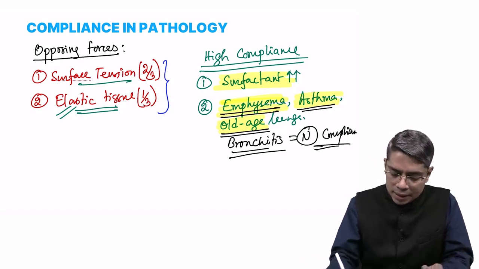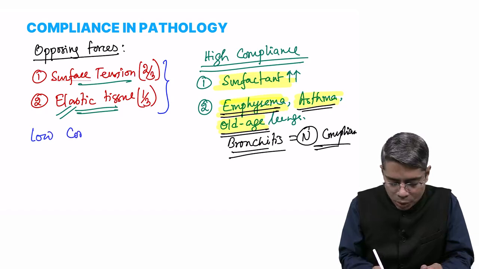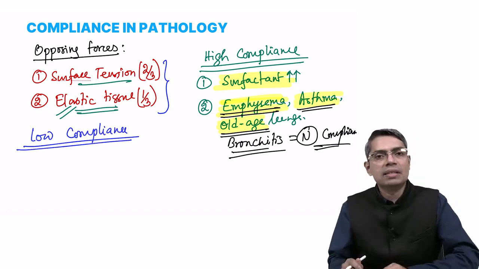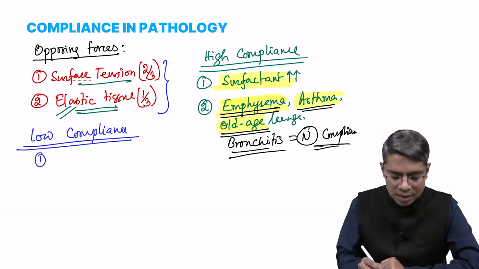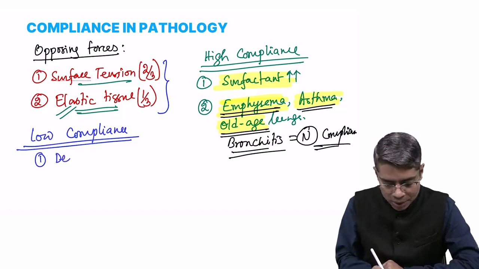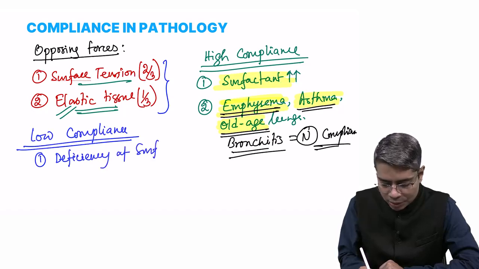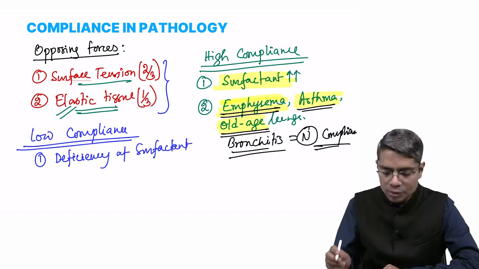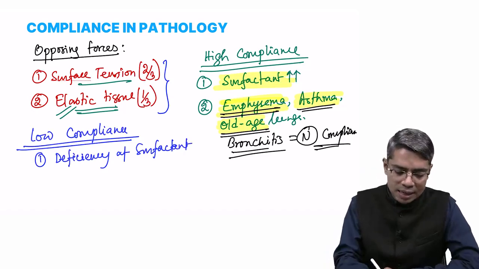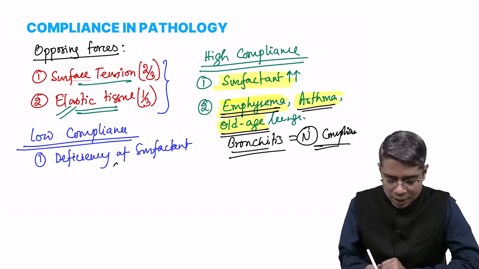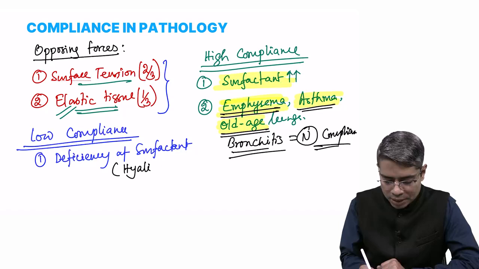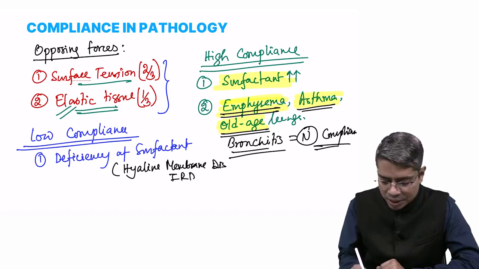Now whenever I say low compliance, what are you thinking of? You are thinking that if the surface tension is very high, the surface tension high means there is deficiency of surfactant molecule. And what disease have we just discussed? We have just discussed that if the baby is born prematurely, then he will suffer from a disease which is known as the hyaline membrane disease, which is also known as the infant respiratory distress syndrome.